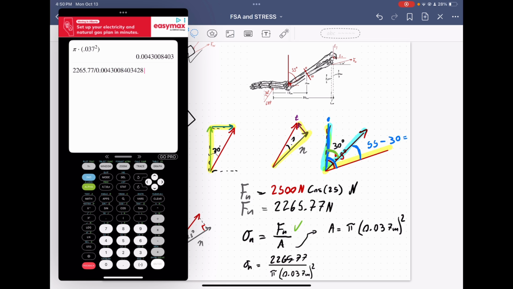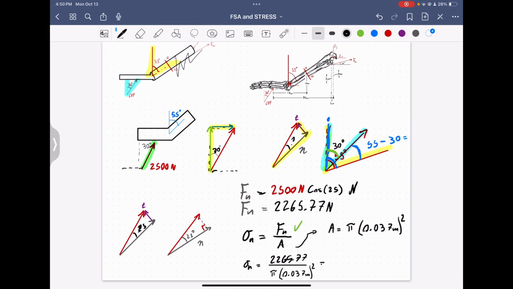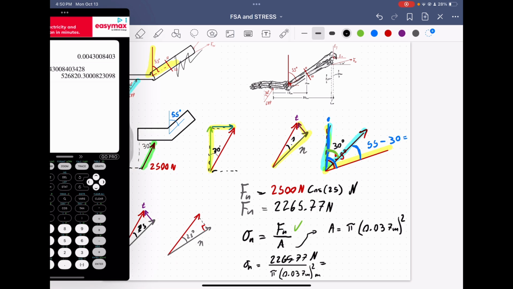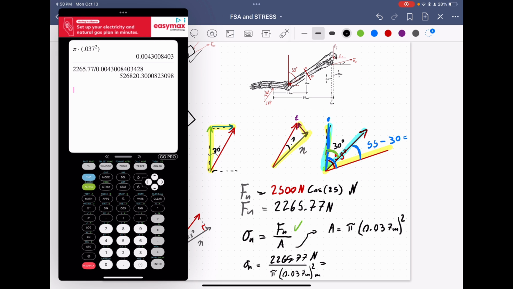And then we can just grab that down there. And that gives us a big number, right? And why? Because we did newtons over meters, which is pascals. And we know megapascals is 10 to the 6. This is a whole lot of pascals. And if we want to see how many megapascals, we can just divide by 1,000,000, right?